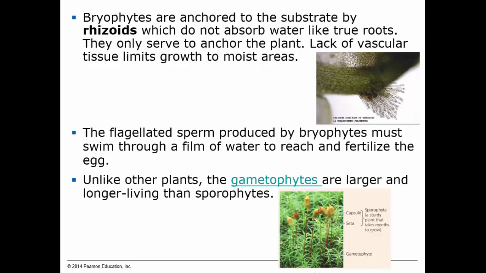These spores can then grow into new mosses. Okay, remember that the spores themselves and the gametophytes that they produce are haploid. So only the stalks that give rise to them are diploid.